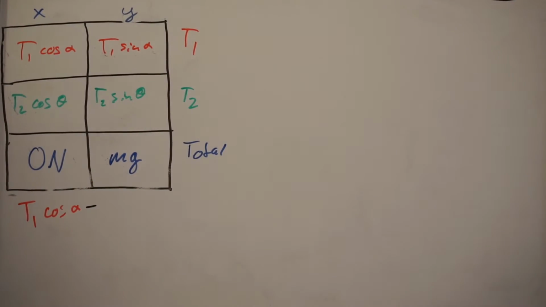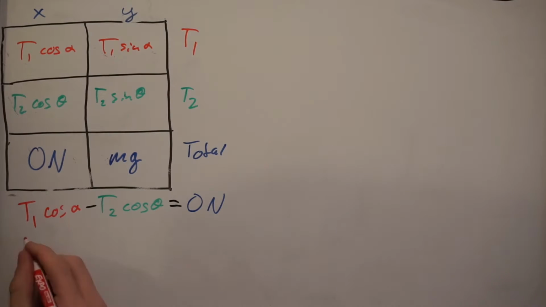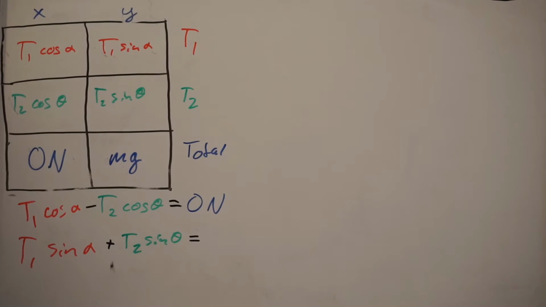Let's start with the X. The sum of all the X components must equal 0. Well, that means that one of them must be negated. I'm going to negate the second one. So T1 cosine alpha minus T2 cosine theta equals 0. And we also know that the sum of all the Y components must equal the weight force. So T1 sine of alpha plus T2 sine of theta equals mg.